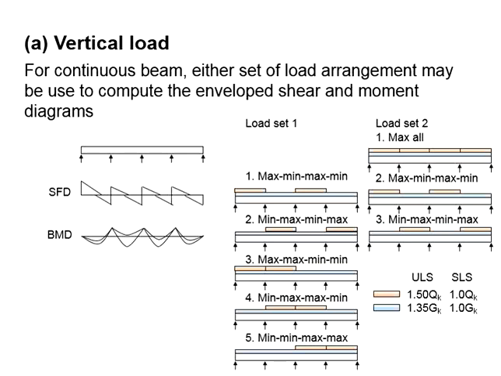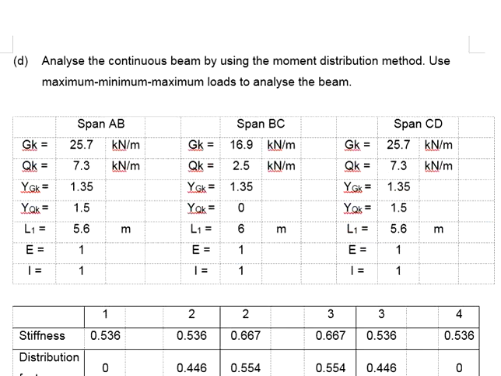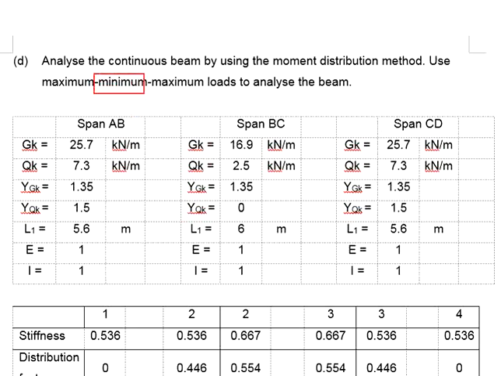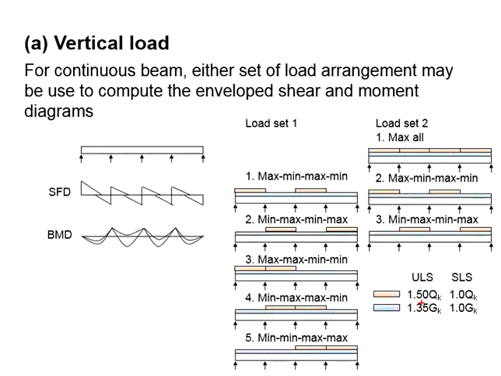Now, if the assessment intends to know whether you can do the moment distribution method, normally it will specify which load case you're going to do. That's why the question here specifies you're going to do the maximum, minimum, maximum load case. Now that you know what the maximum load is, that means you are talking about GK times 1.35 plus QK times 1.5. As for the minimum load, you will consider only GK times 1.35.